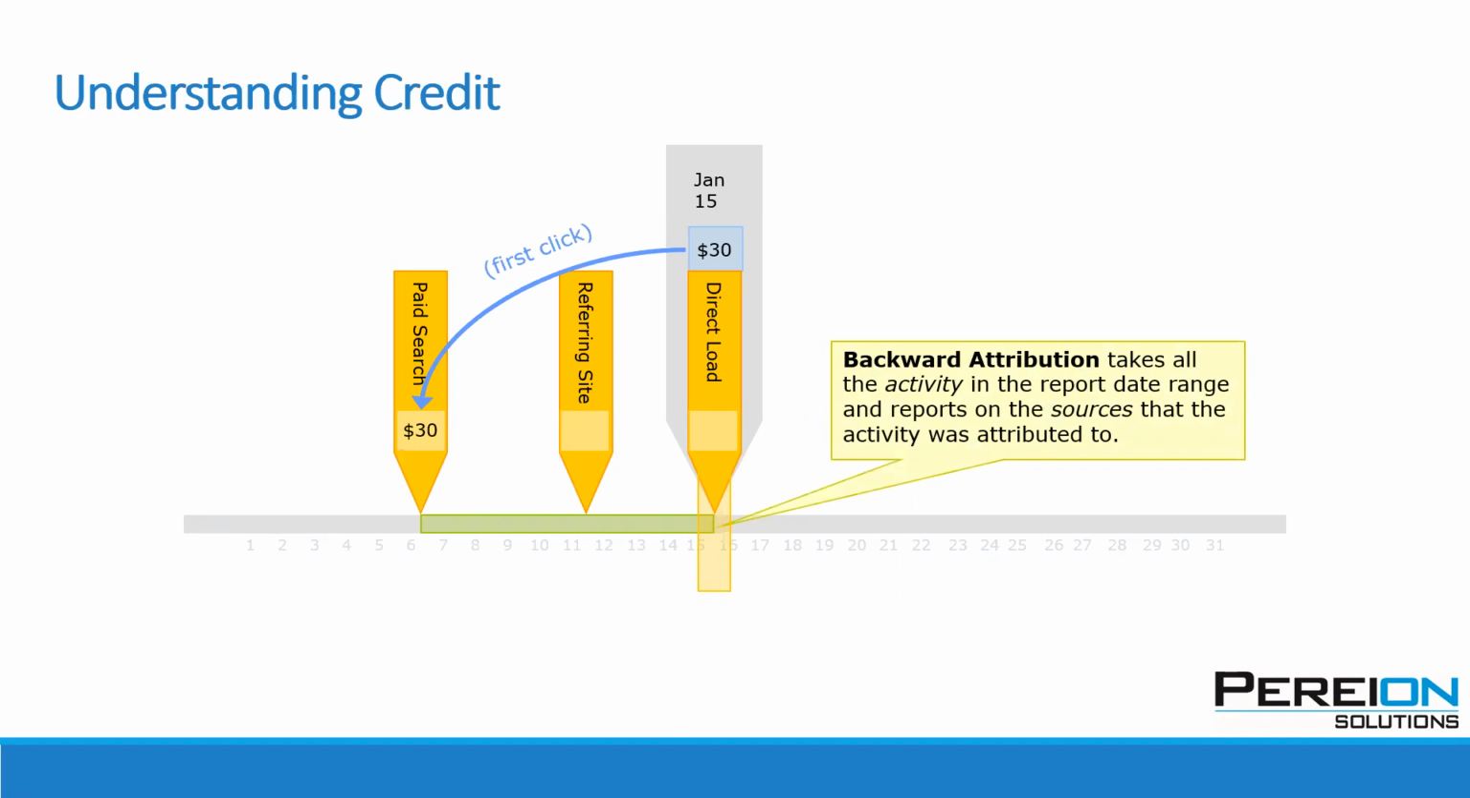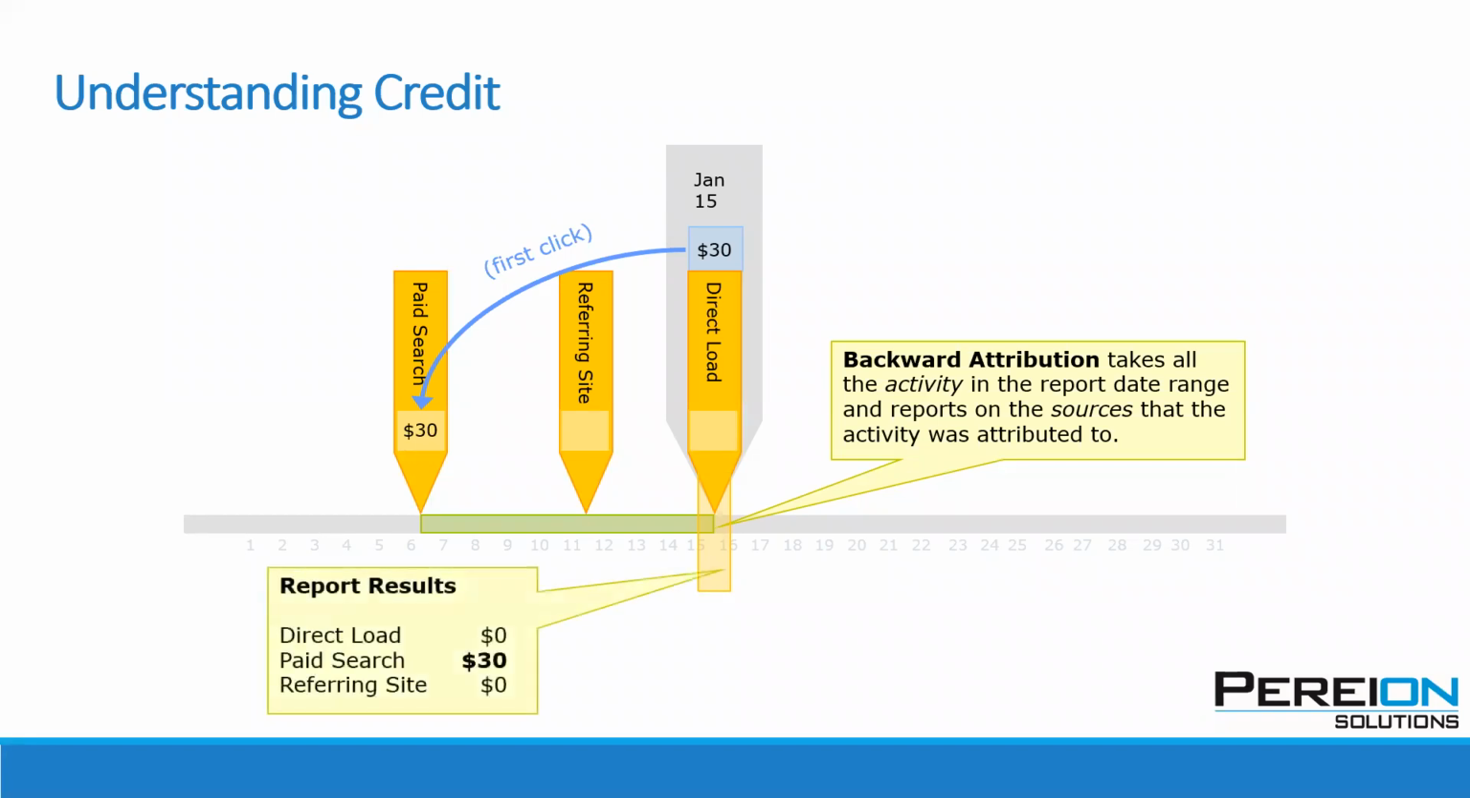This is called backwards attribution because you're looking backwards from the point of conversion. Backwards attribution becomes extremely useful when you're trying to get a true accounting of sources of revenue for your site. This can be especially important for auditing vendor performance and reporting on campaign results.